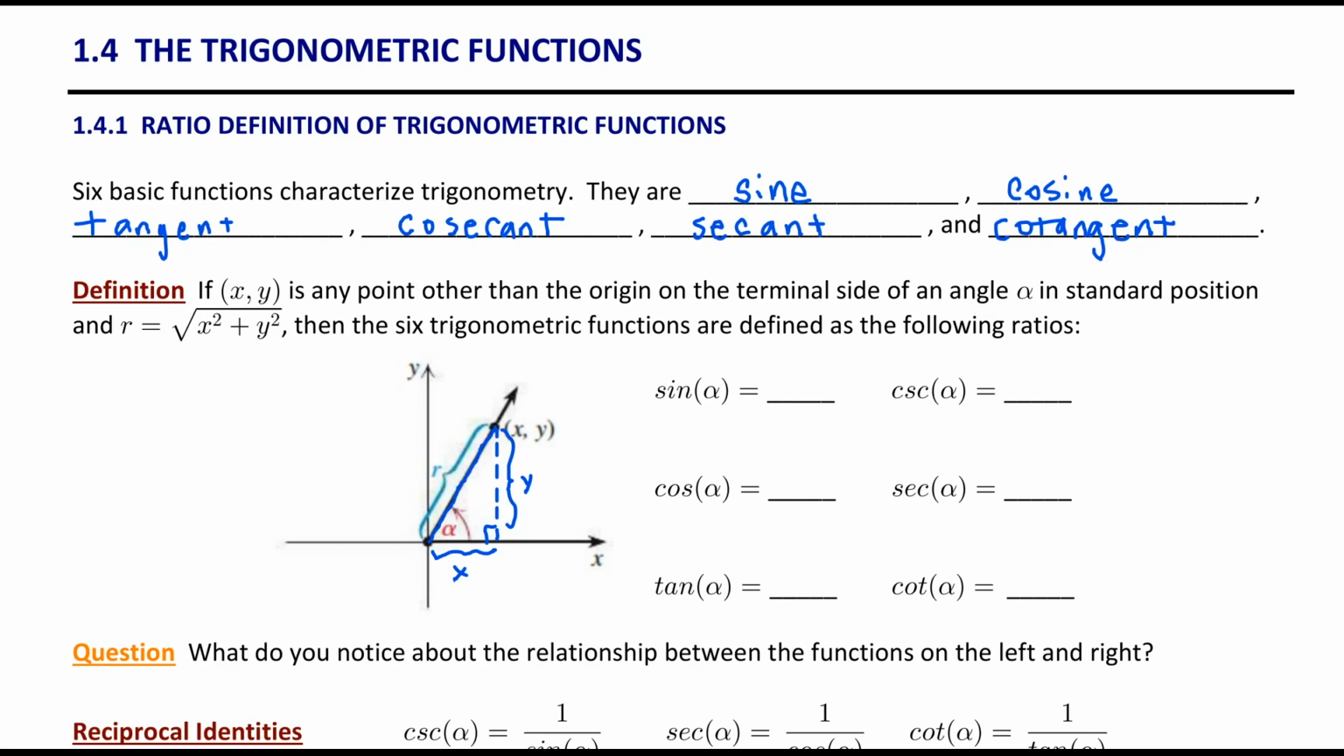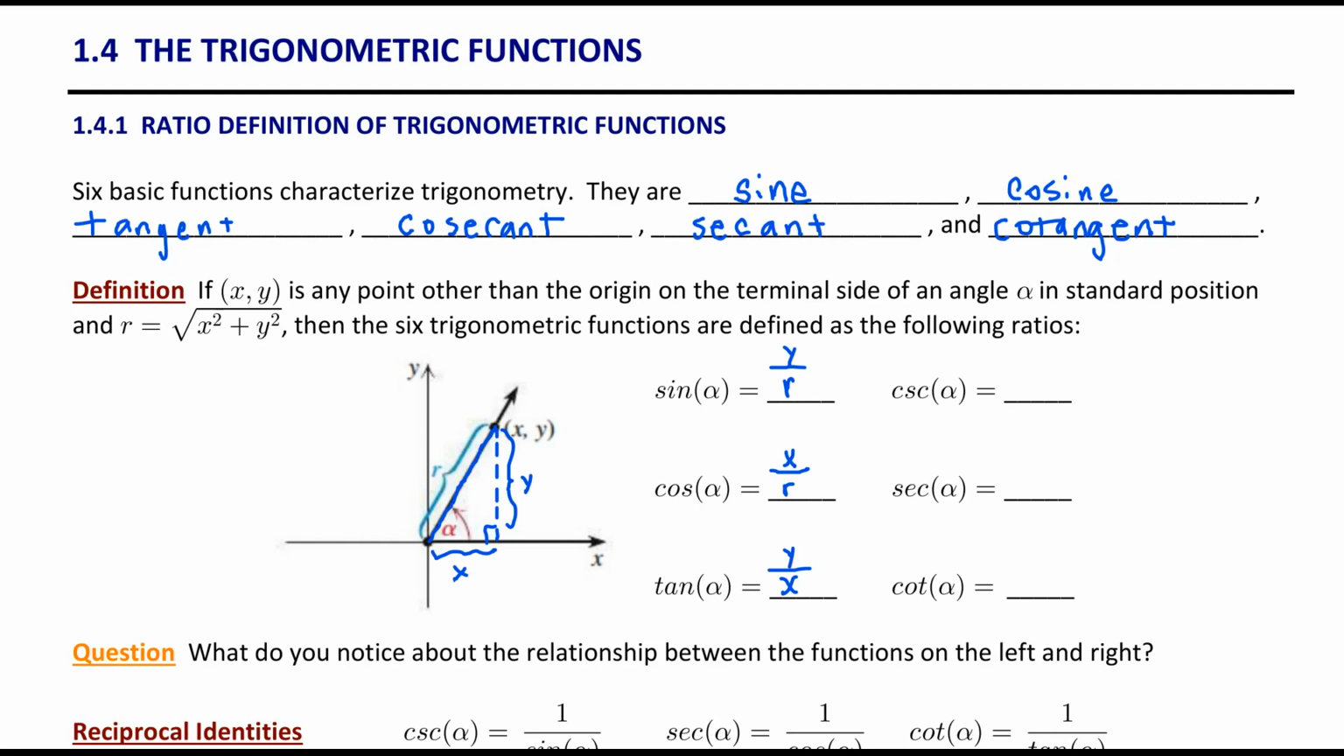Here's how we define the 6 trigonometric functions. Sine of alpha, we pronounce it sine of alpha, it's abbreviated sin. Sine of alpha is equal to the y-coordinate divided by r, whereas cosine of alpha is equal to the x-coordinate divided by r. Tangent of alpha is equal to y divided by x. Now, r is always positive. It's calculated as a distance.